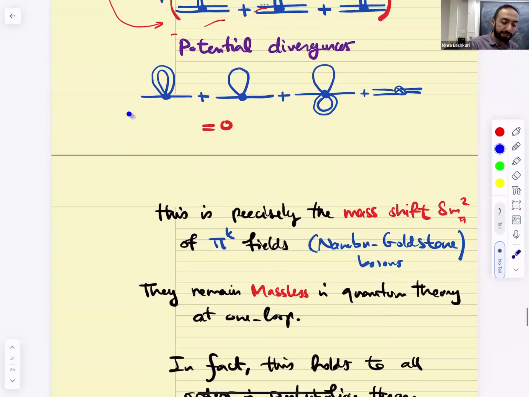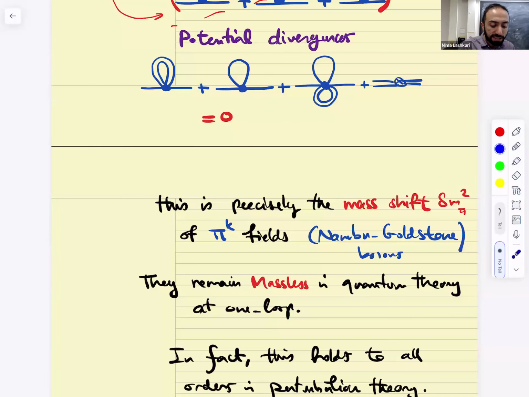So I absolutely recommend you read that page. There's a bunch of integrals in Peskin. Peskin and Schroeder go through this explicitly, and the integrals, they all cancel. The interpretation is that the mass shift of the field pi is 0. These are the Nambu-Goldstone bosons. These Nambu-Goldstone bosons remain massless quantum mechanically at one loop. Turns out that they remain massless at all loops quantum mechanically, and that's something they could prove using effective actions.